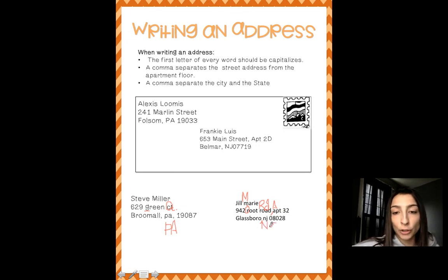So when you're working on your workbook page, make sure you're really paying attention to where capitalization, punctuation, and abbreviations all need to go. And then at the end of this week, we're going to be combining all of these skills as we review for our test.